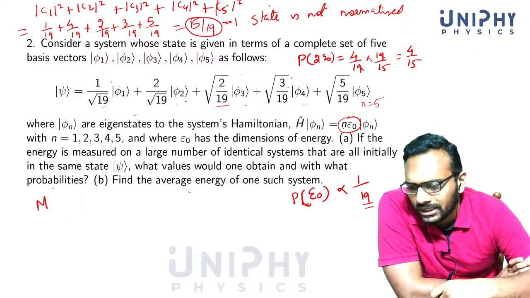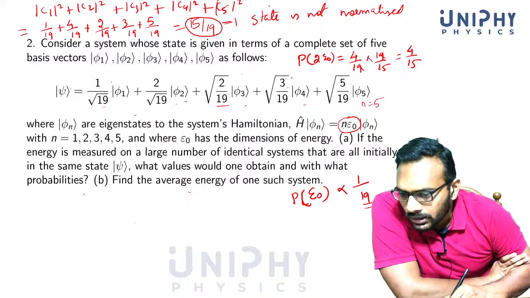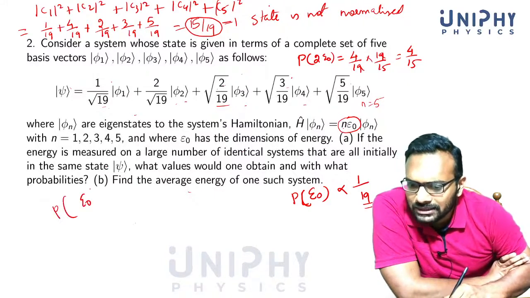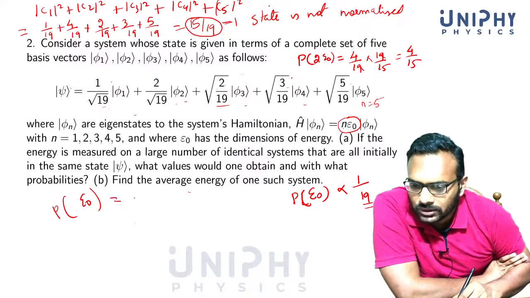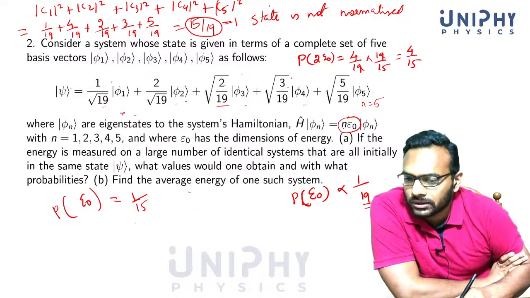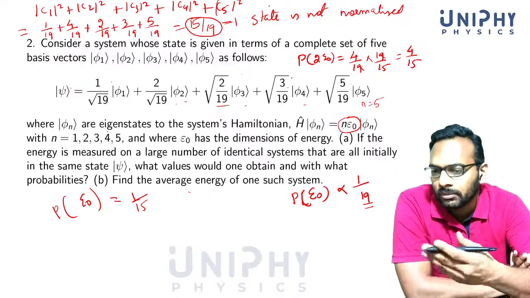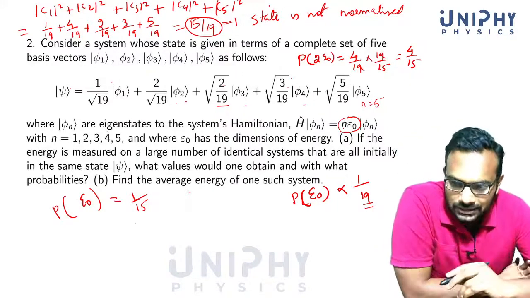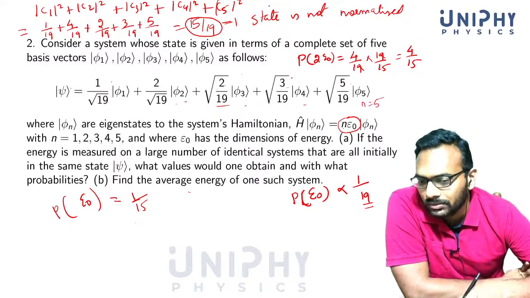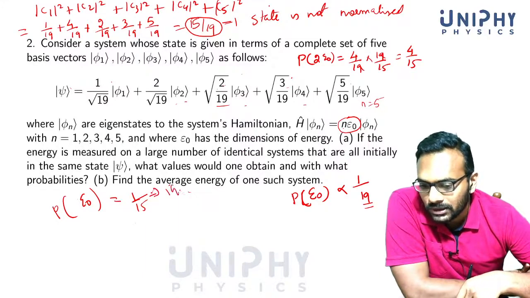So, what do we mean when we say that the probability of measuring energy epsilon 0 is 1 by 15? This means that 1 out of 15 times the energy measured would be epsilon 0. Which means that if you make a large number of measurements on identical systems, you cannot make the measurements on the same system because the state changes. But if you make a large number of measurements, 1/15 of the outcomes would be epsilon 0.